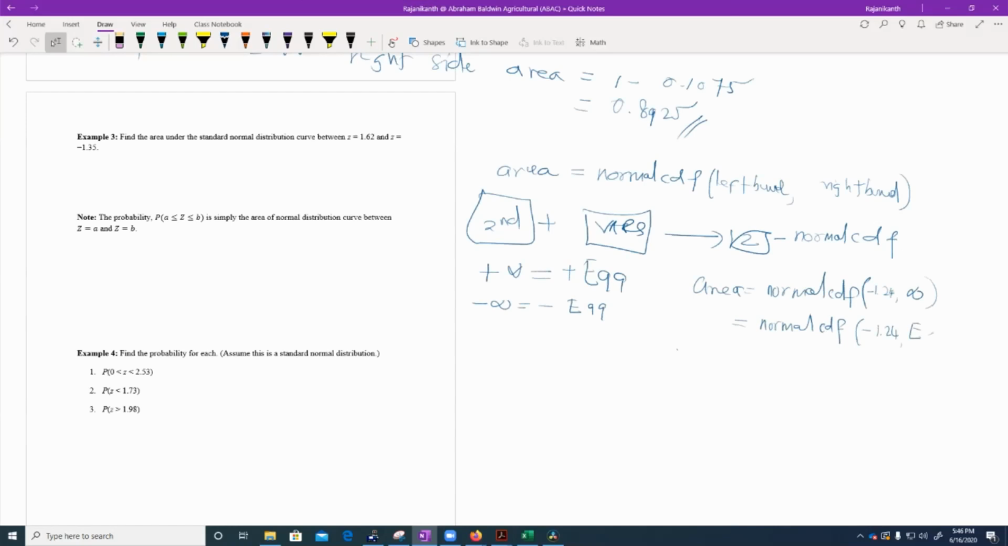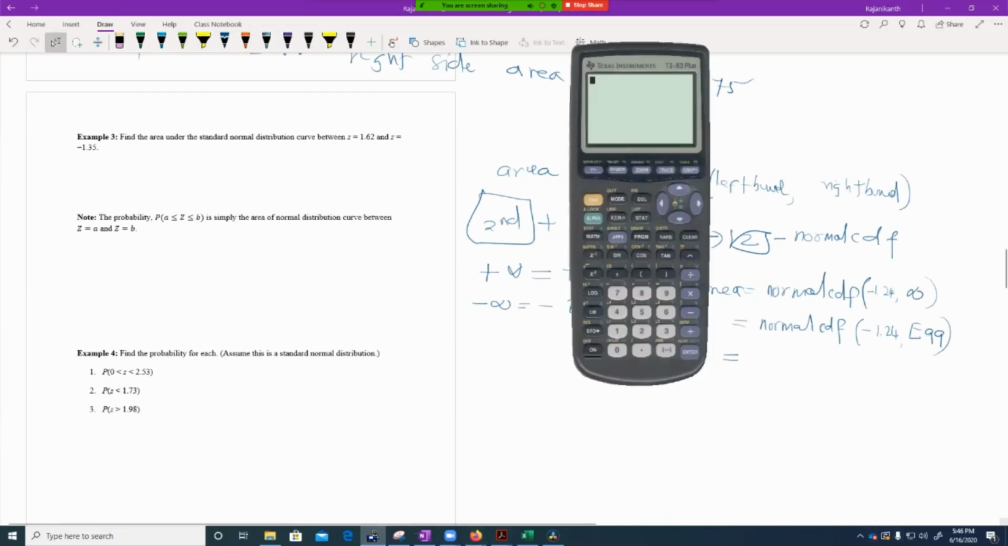Type E99. This will give you your answer. So let's see. Go to the calculator and find the second button and the VARS button. Obviously, that is distribution. Now go to number two and type. There you need to plug in the two bounds. So I'm going to type negative 1.24, comma, E.